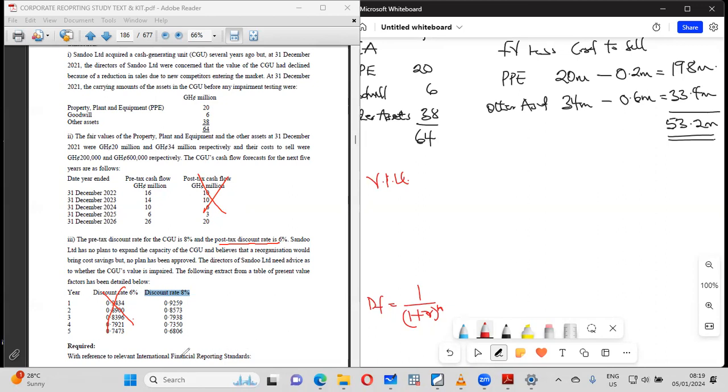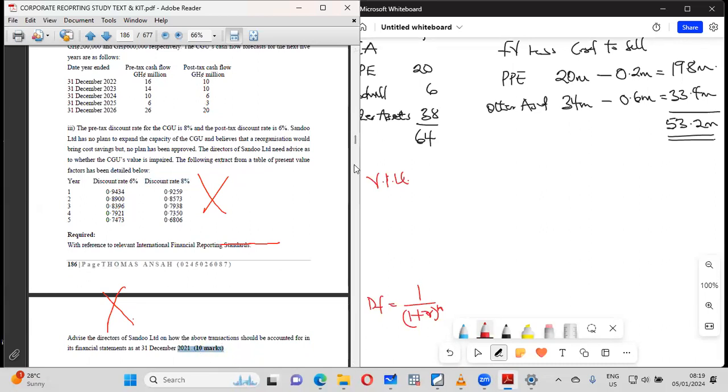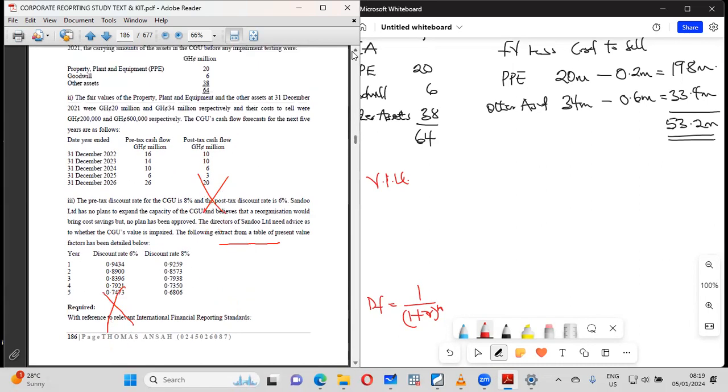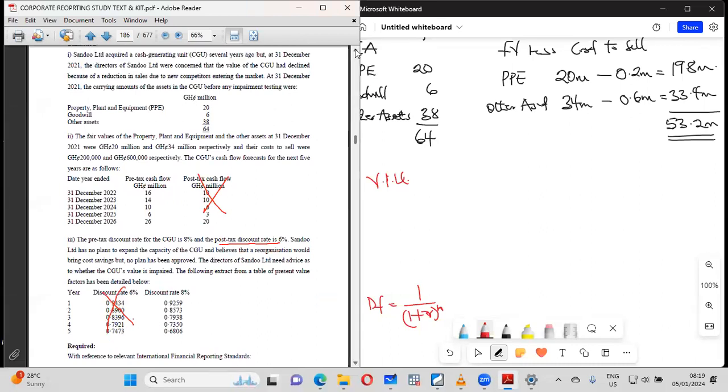In reference to the relevant standard, they want us to advise. That is always what your question is about. You are always meant to advise, and it is 10 marks. So you see, it's very, very easy. Sometimes the examiner brings things just to trick those who have not learned.